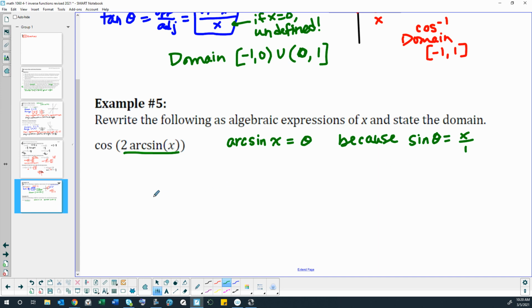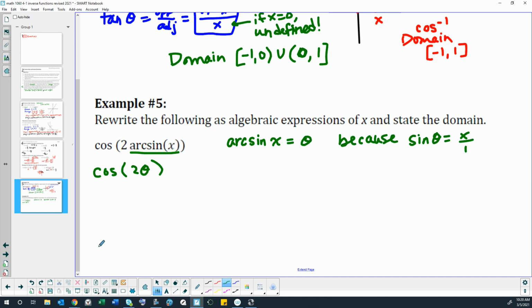Opposite of hypotenuse, basically, right? If we decide we need a picture. I'm not sure yet if we actually need it. So that means we can actually replace this arc sine part with just our angle theta. So that turns us into the cosine of 2, and then arc sine x is theta, so cosine 2 theta.